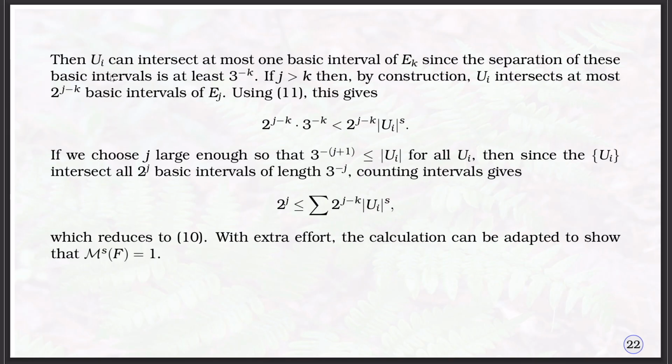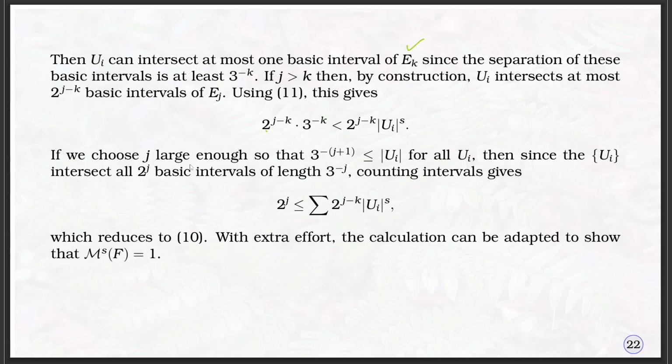Then U_i can intersect at most one basic interval of E_k, since the separation of these basic intervals is at least 3^(-k). If j is greater than or equal to k, then by construction U_i intersects at most 2^(j-k) basic intervals of E_j. Again, using the bound on the diameter, this becomes 2^(j-k) times 3^(-sk), which is less than or equal to 2^j 3^(-sj) times the diameter of U_i to the power s.